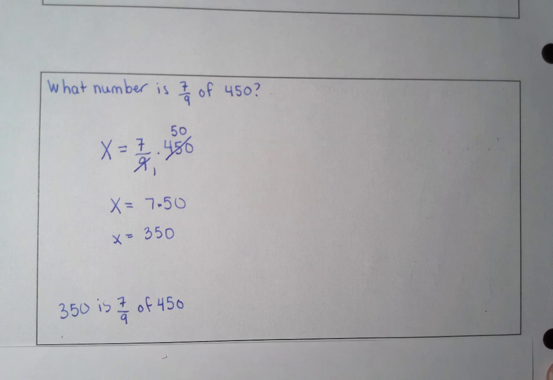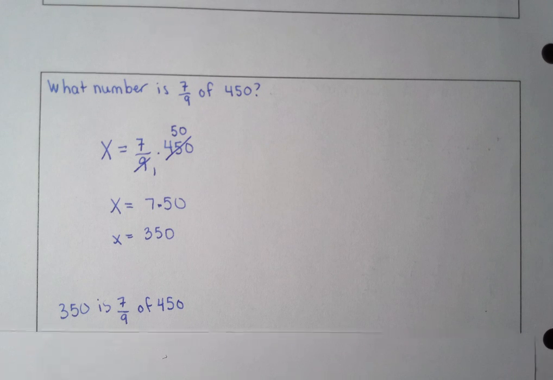And so finally, I can rewrite this in the form of the question I started with. What number is 7/9 of 450? 350 is 7/9 of 450.